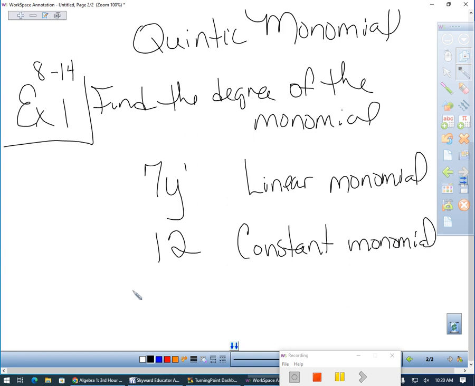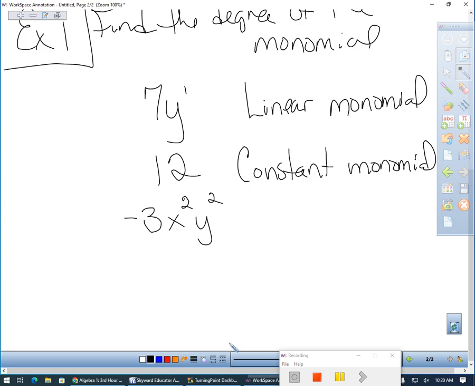And let's say we got negative 3x squared y squared. So now we have 2 different variables. Takes us to our special case. What should we do to decide the degree of this monomial? Good. If I add the exponents together, I get a 4th degree. And what is the word for a 4th degree? Good. Quartic. So this is a quartic monomial.